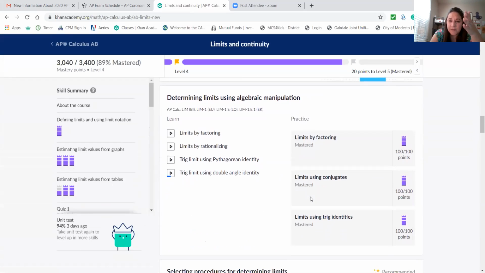Again, mainly I was focusing on quiz 3 because it seemed like that was the kind of stuff that if you didn't understand the way Khan was presenting it, you would miss points even though you kind of understood what you're doing. So I'm going to skip this first chunk where it says limits by factoring by conjugates, and basically you are learning those skills in isolation.